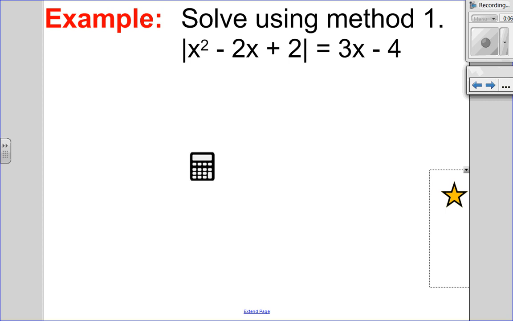Okay, so I want you guys now to try this question here using method 1. So pause the video, do it yourself, and then come back and see the solution.